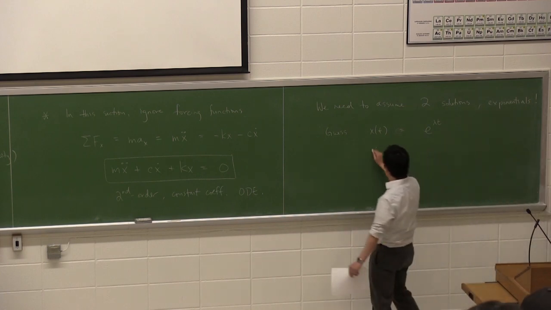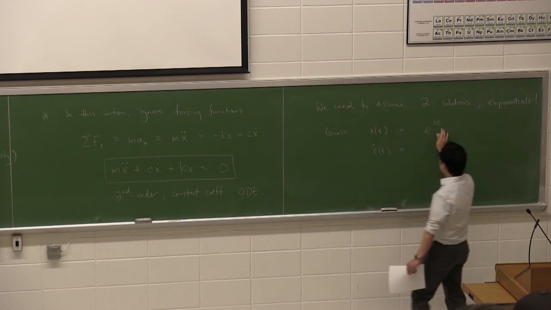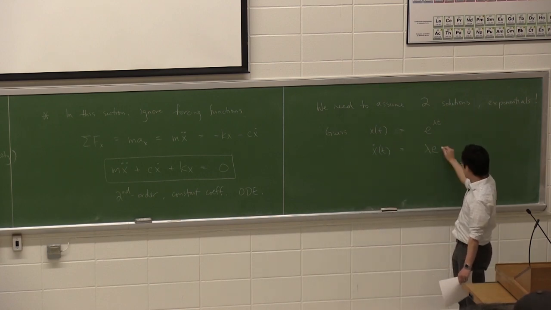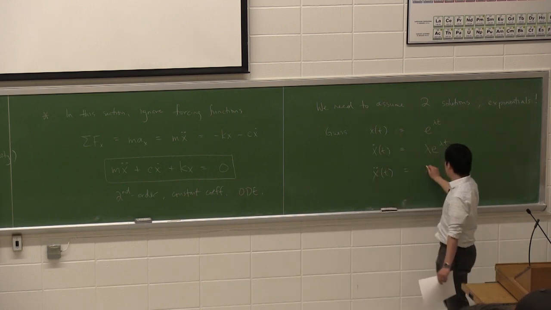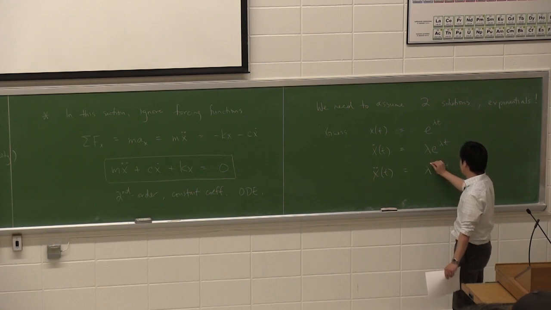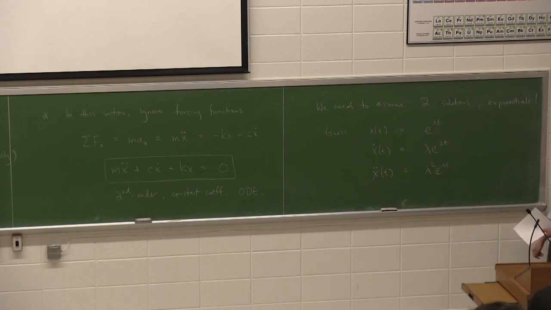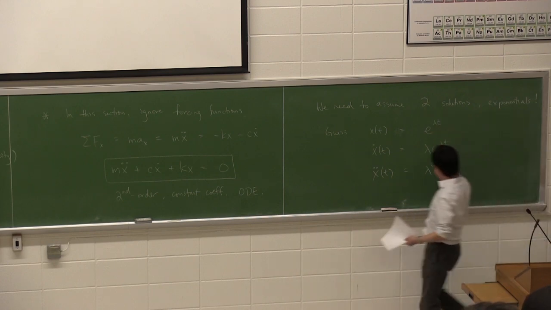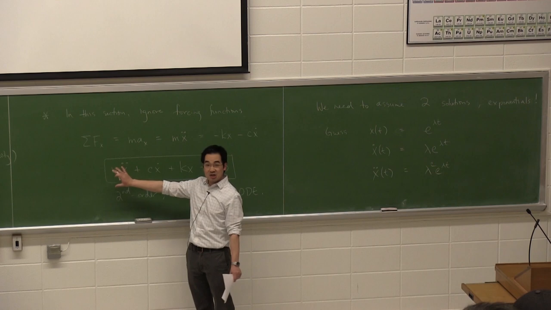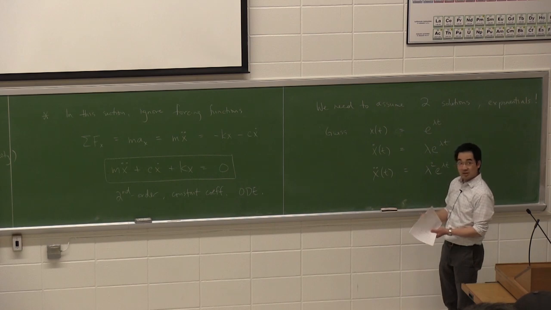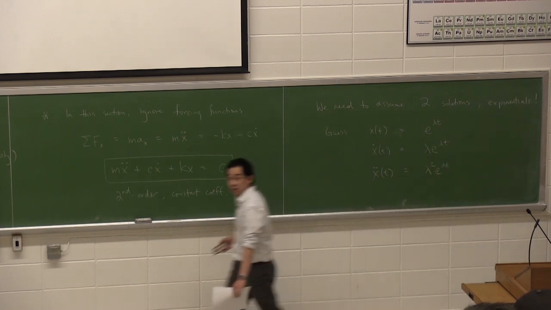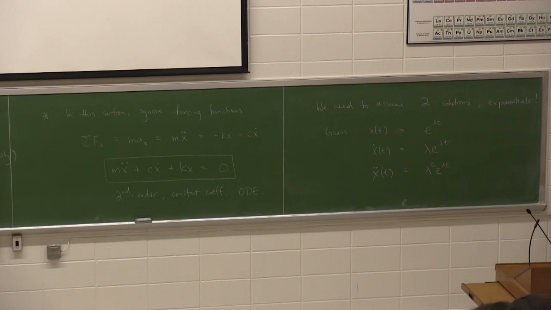Then what do you get when you do your x dots and your x double dots? You're just going to get a simple derivative that puts the lambda out in front. So lambda e to the lambda t. And then x double dot is lambda squared e to the lambda t. Right? And this works out great, because as soon as I plug these guys in there, I'm going to end up with what we call a characteristic equation that looks like a quadratic equation solved by the quadratic formula. Okay. Let's do that.